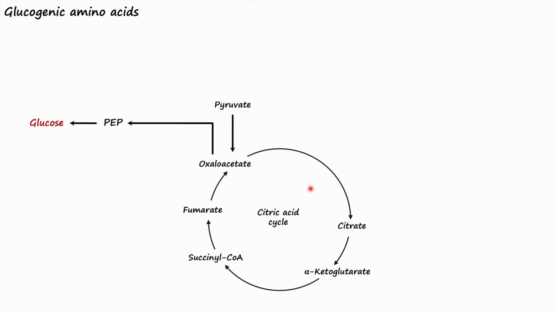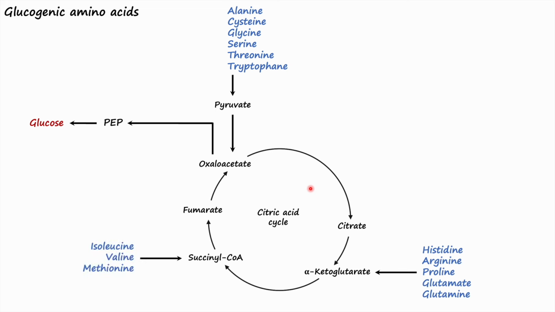And now I want to quickly talk about amino acids, and these are actually called glucogenic amino acids. So glucogenic amino acids can be degraded either directly into pyruvate, or they can also be degraded into one of the intermediates in the TCA cycle, such as alpha ketoglutarate, succinyl-CoA, fumarate and oxaloacetate. And all these intermediates can then be converted to oxaloacetate, which is actually the main precursor for gluconeogenesis, because oxaloacetate can then be converted into phosphoenolpyruvate and through a series of reactions into glucose.